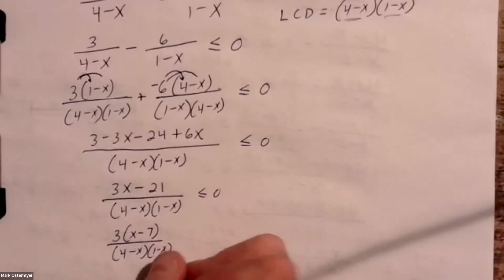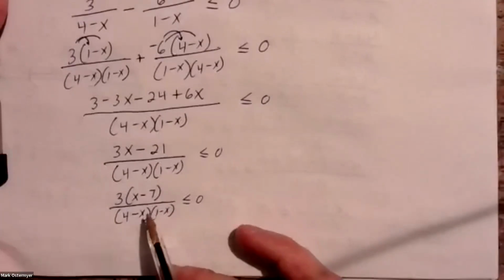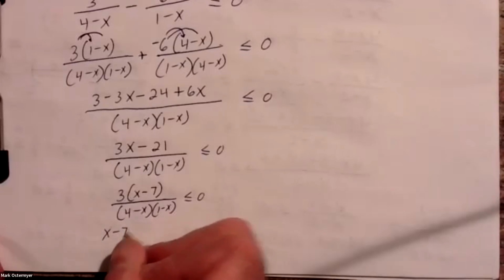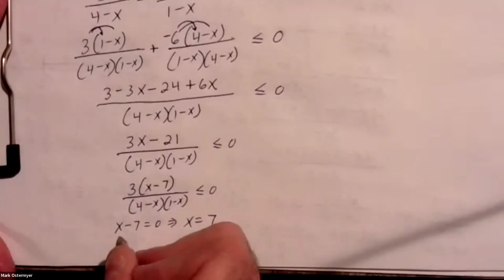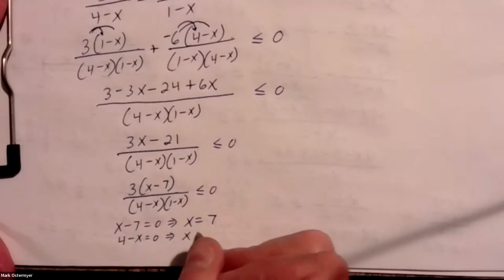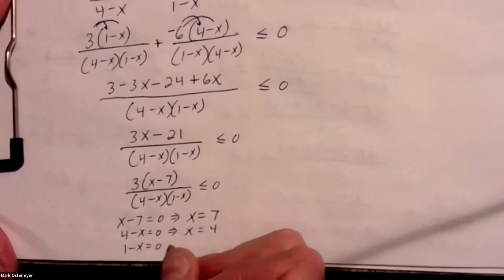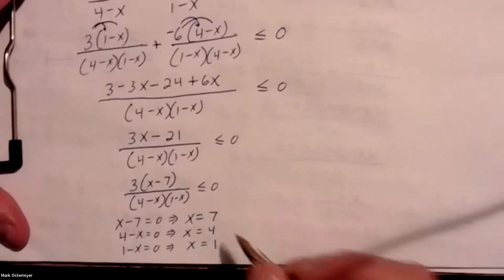Now it's time to find critical numbers. Critical numbers are numbers that send your variable factors in the numerator and denominator to 0. So set x minus 7 equal to 0. One critical number is 7. Set 4 minus x equal to 0. Solve for x. Another critical number is 4. Set 1 minus x equal to 0. Solve for x. Another critical number is 1. These are your critical numbers.